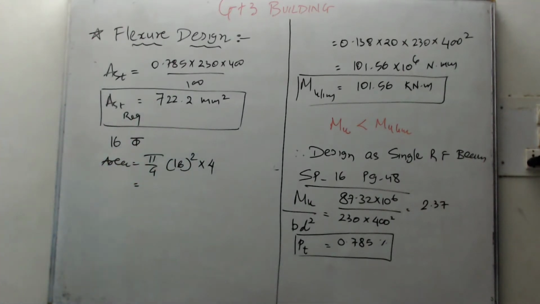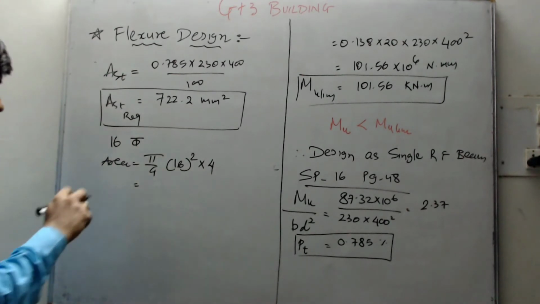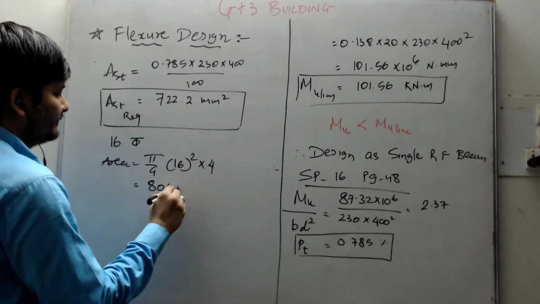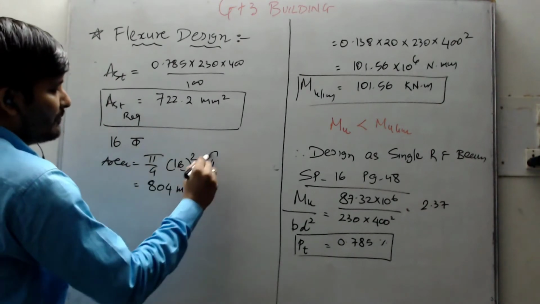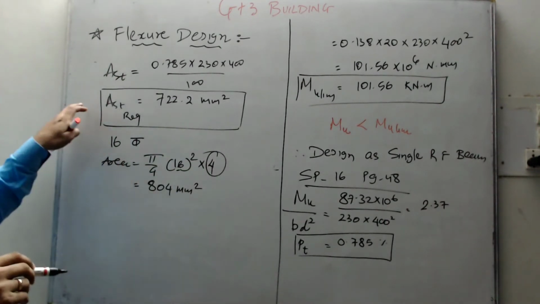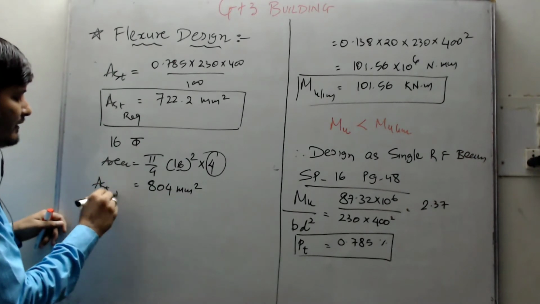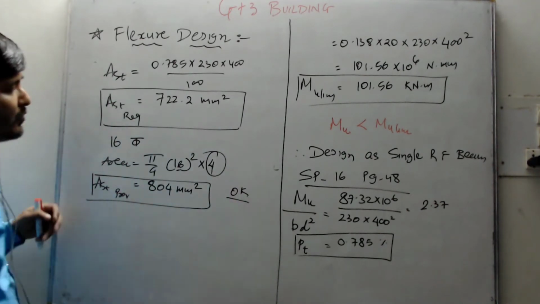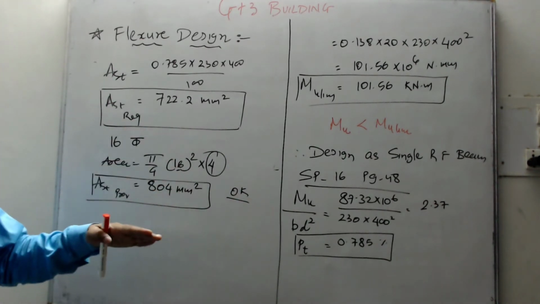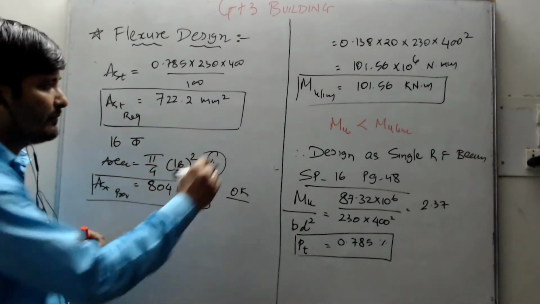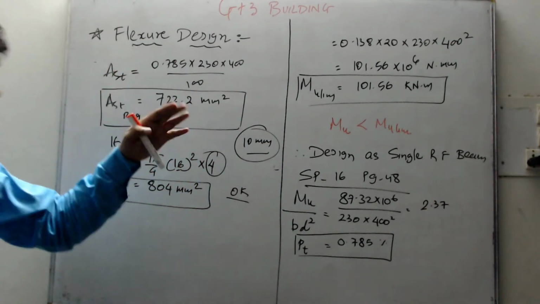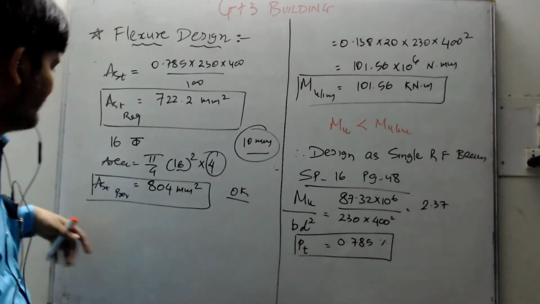So calculate this value. This is area provided. So I am getting this value as 804 mm square. So if we provide 4 number of bars of 16 mm diameter bar, I get my AST provided as 804 mm square, which is okay. You can provide more number of bars of lesser diameter also, but the minimum diameter of bar that we can provide in beam is 10 mm. You cannot provide less than 10 mm. That is for the top reinforcement. For bottom reinforcement, we generally provide 12 mm, right? So this is AST provided.